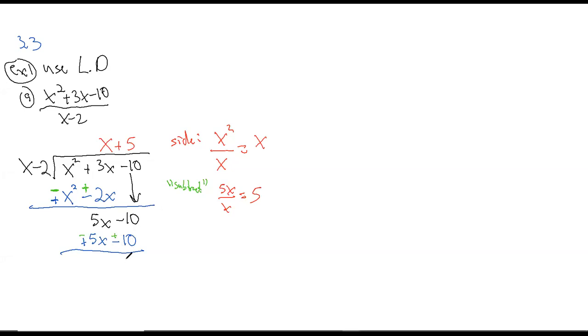There's nothing else to bring down, which means we're done, but we can't just leave this blank. That means that's a 0. And this is the remainder. The x plus 5 is the quotient.